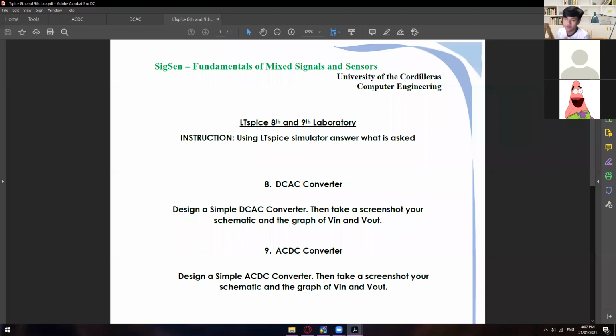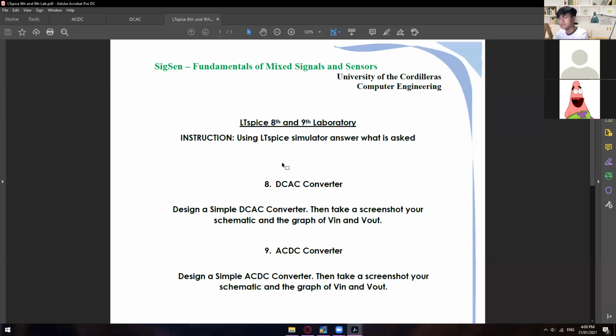For the past few meetings, all of the laboratories that I gave were super easy, and you could actually do them without even knowing the logic behind why you do such things. So here, let's make it a little bit harder. For your LTSpice 8th and 9th laboratory, I will not give you any schematic or any configurations.